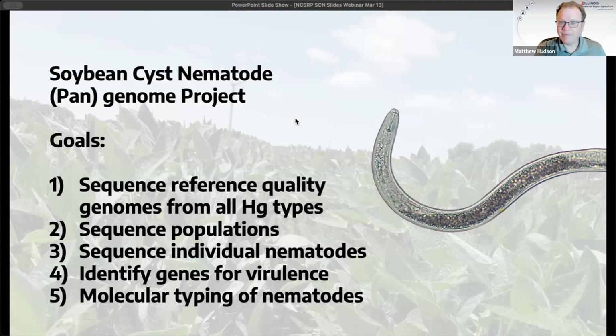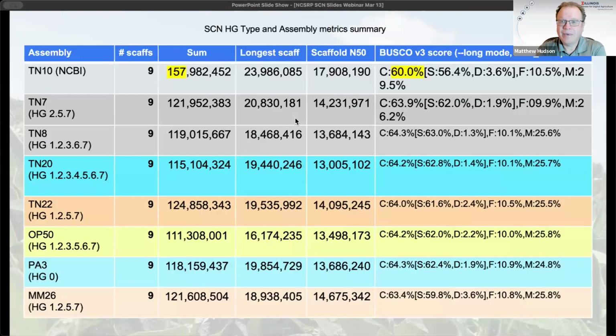And on that basis, Iowa State and us started a long time ago with DOE sequencing the TN10 isolate from Terry Niblack's group in Illinois. That started out as a type 0, and it has shifted a little bit through time. That was our original reference genome. That took a long time to do, and we really had to wait till the technology got better to do it. But more recently, we've sequenced these other isolates, which are from the other soybean cyst nematode types, but they're just one isolate of each type, right?